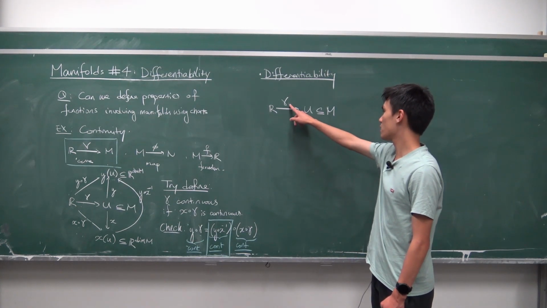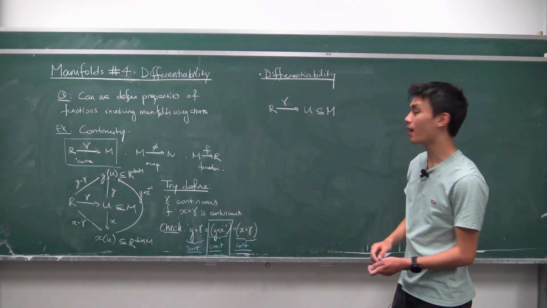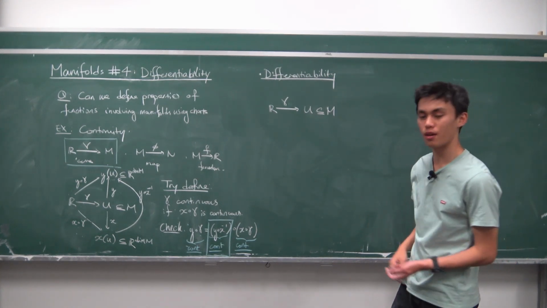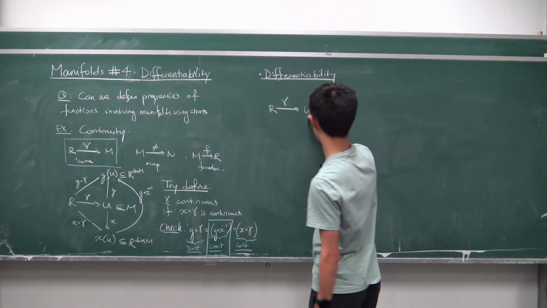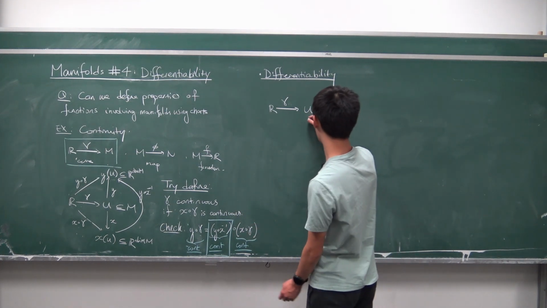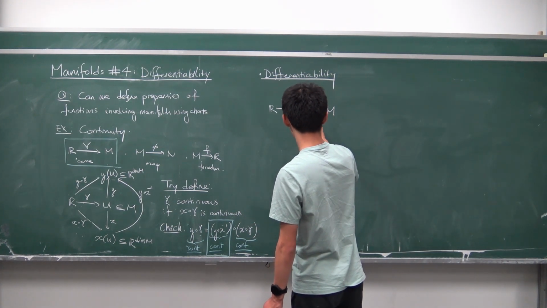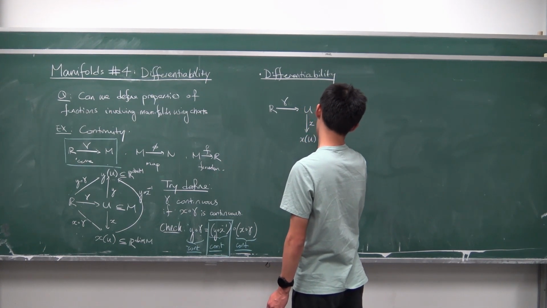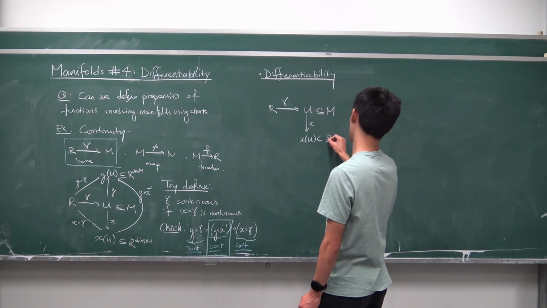But what we can do instead is take a look at this curve gamma under a chart, because we can represent this part of the manifold in terms of Euclidean space, which we know quite well, and we can differentiate in Euclidean space. So let's consider a chart map X that goes down, and this is X of U, once again a subset of R to the dim M.